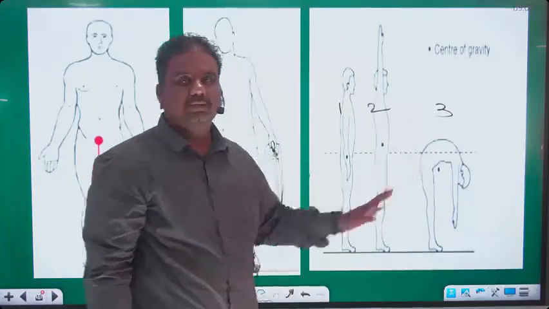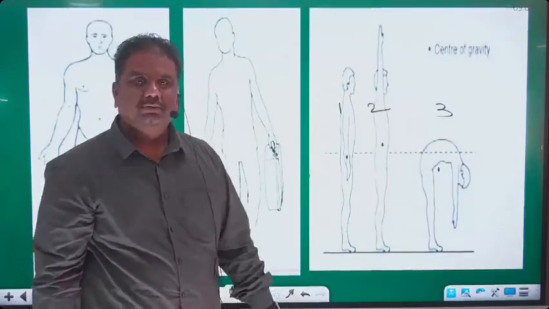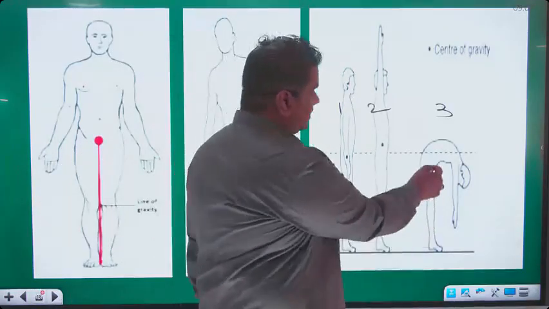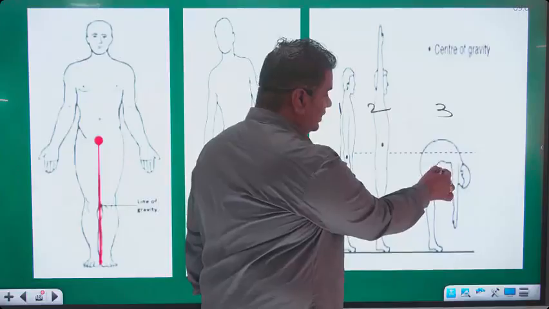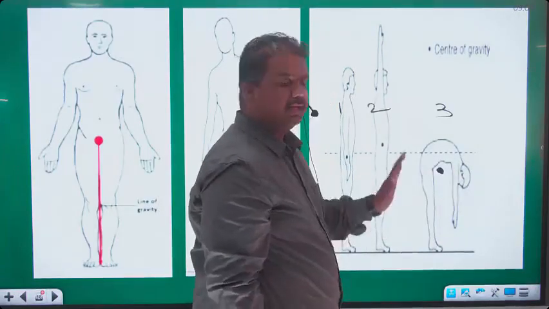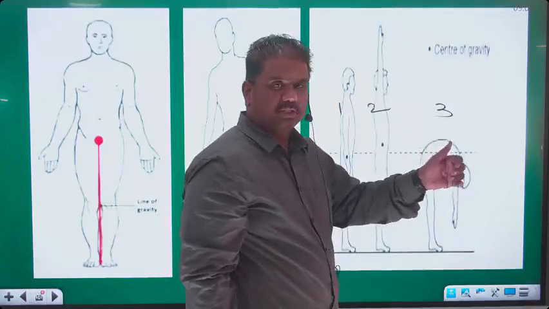ఎవరిని కింద పడేయడం ఈజీ? 1, 2 or 3? 3. The reason for that one? So, here in this particular case, the center of gravity of this particular person is already lying outside the body. కాబట్టి ఇతను జస్ట్ కొద్దిగా పుష్ చేస్తే డెఫినెట్గా ఖచ్చితంగా కింద పడతాడు.